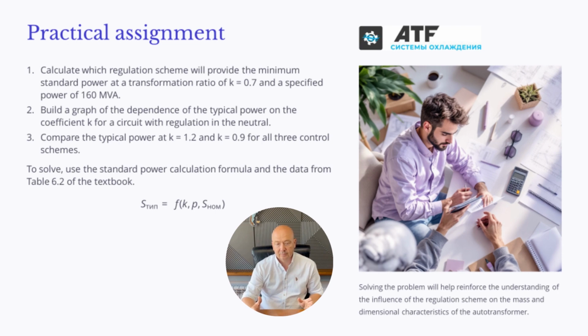Practice task. Calculate which regulation scheme will give minimal rated power at a transformation ratio of 0.7 and a given power of 160 megavolt amperes. Plot the dependence of rated power on the transformation ratio for neutral regulation. Compare rated power at transformation ratios of 1.2 and 0.9 for all three schemes.